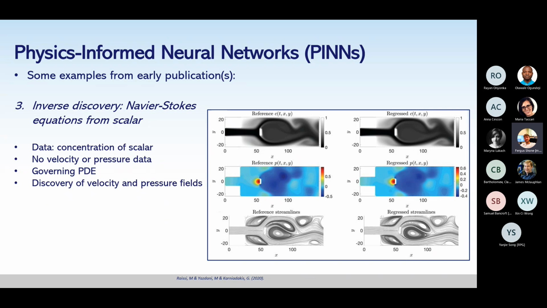Taking that a little bit further, there's a follow-up paper by the same authors called Hidden Fluid Mechanics. This one inversely discovers not only the pressure field, but also the velocity field. Essentially the assumption is that you only have access to this scalar field, this C(t), and some governing transport equation for that scalar. And the physics-informed neural network is capable of inversely discovering all the solution fields that are attached to that.